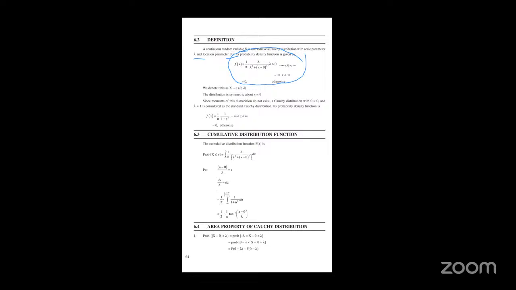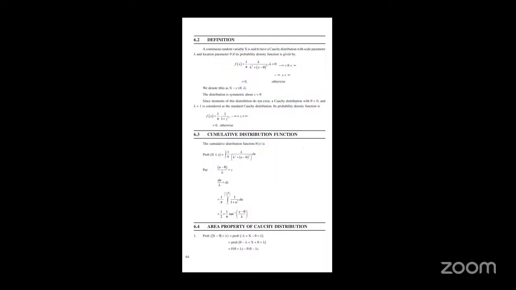And the probability density function is what? 1 by lambda pi into lambda by lambda square plus theta minus x whole square. So this is the probability density function of the Cauchy distribution.